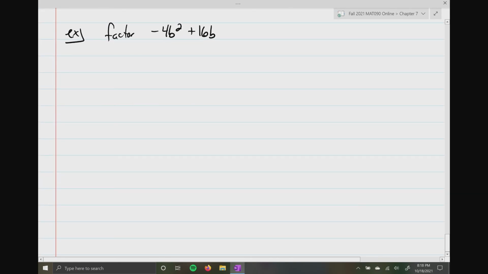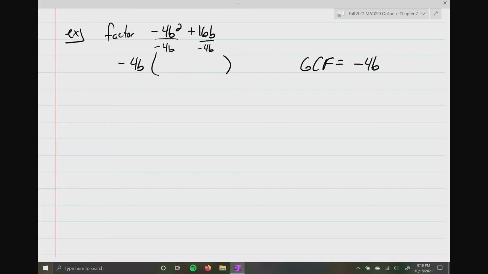All right, so I'm going to kind of speed up a little bit here, okay? Our GCF, let's see if you can figure this out on your own. But I'm going to tell you what the GCF here is. It's going to be negative 4b. So, I write negative 4b, put parentheses, and remember my goal is to divide each term by that GCF. So a negative 4 divided by negative 4 is positive 1. B to the second divided by B is B.